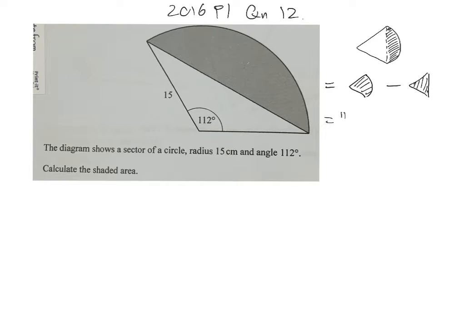Which is 112 over 360 times what? Pi r square. Not 2 pi r. No. 15. Okay, pi 15 squared. So that's the area of sector for this shape above. How about our triangle here?